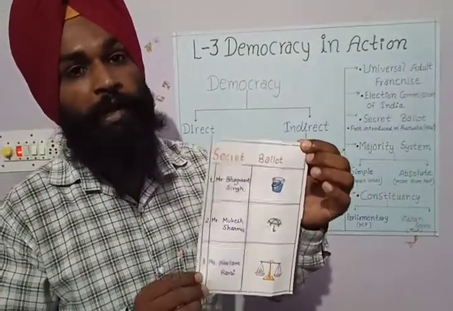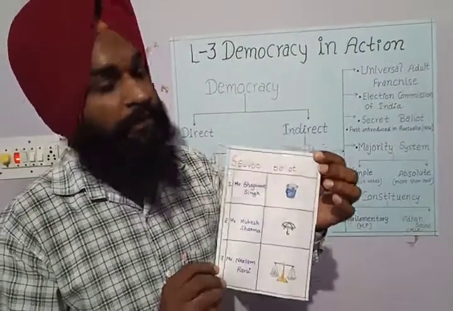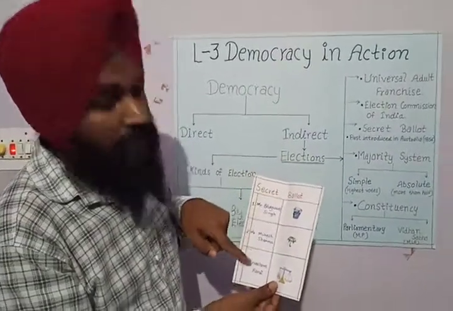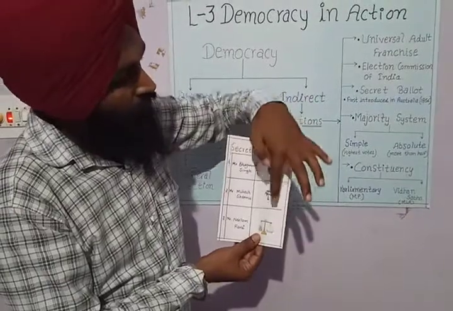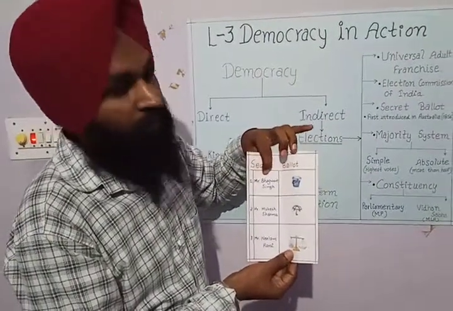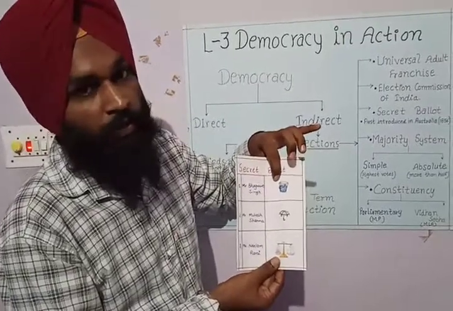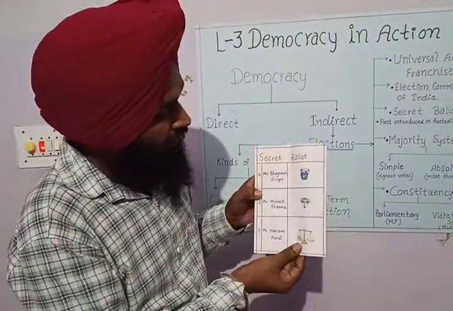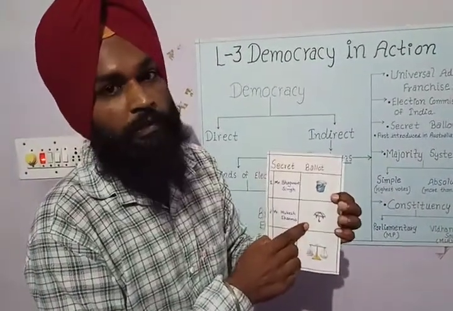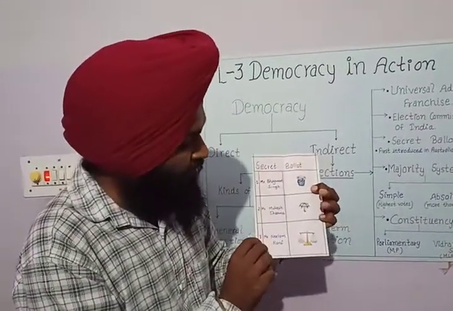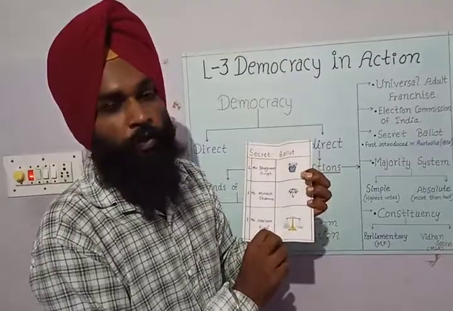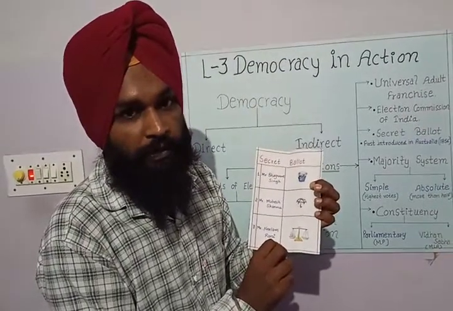The secret ballot paper is basically a document containing the names of candidates and their electoral symbols. Like number 1, Mr. Bhagwan Singh, and his electoral symbol is bucket. Second is Mr. Mukesh Sharma, and his electoral symbol is umbrella. And third one is Neelam Rani, and her electoral symbol is spring balance.